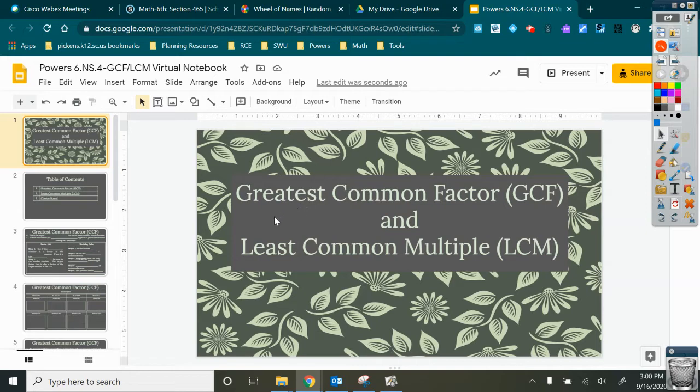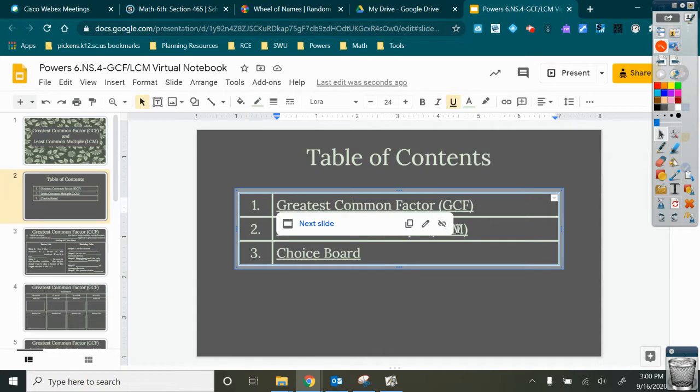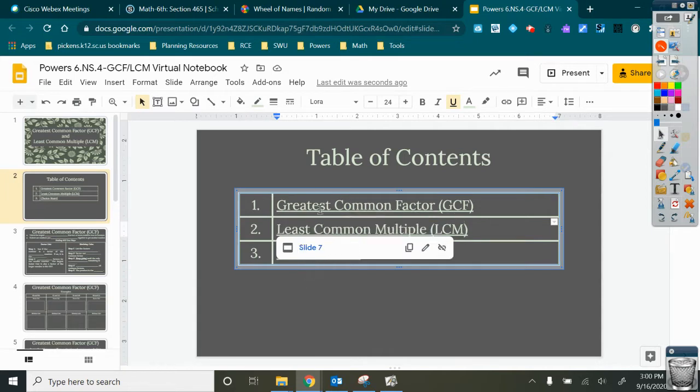If you go into your math course, it will be under upcoming, and this is the title. It's the 6.NS.4-GCF LCM virtual notebook. This is the title slide on the notebook. If you go to the second slide, this is a linked table of contents that will take you to the different sections of the notebook. This notebook just has the material in it that will be on your test for next week, which would also include the vocabulary that we went over yesterday.